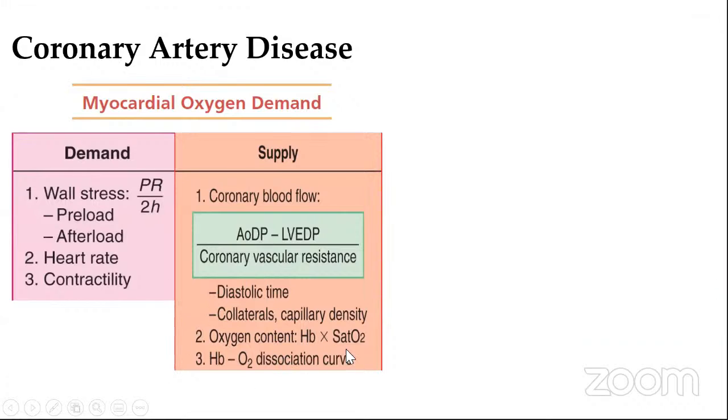The other factor that affects the myocardial oxygen supply is the oxygen content. So you want to make sure that you augment the hemoglobin and the saturation as well. Okay, and obviously the hemoglobin oxygen dissociation curve at physiological condition.